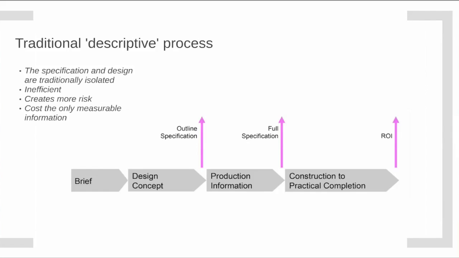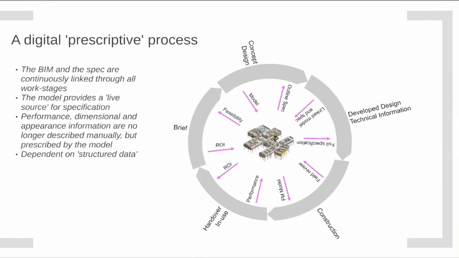Now inherently that has inefficiencies within it, the time taken to translate the 2D design information, but also the risk in terms of getting something wrong or the ambiguities involved in translating it. So what we've used BIM for within our practice is really a prescriptive design and specification process. Through all the work stages and then from project to project, the design and the specification are consistently linked, and they're linked through the model.